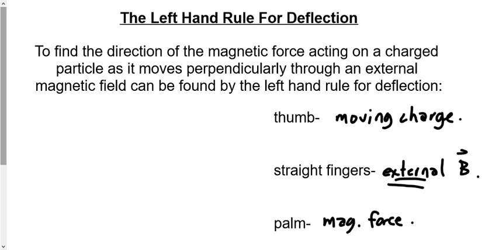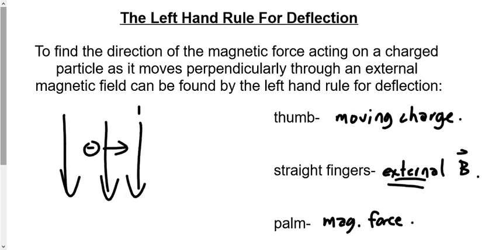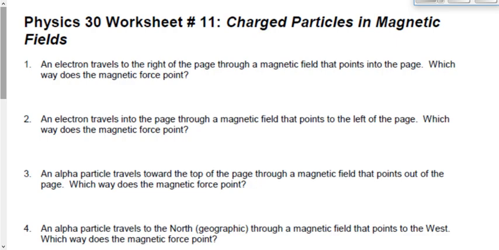So if you have that situation where the electron is moving to the right through a magnetic field that's pointing towards the bottom of the page, we would stick our thumb to the right, our fingers toward the bottom of the page, and our palm, in this case, would point out of the page. We'll deal with the magnitude of the force soon.